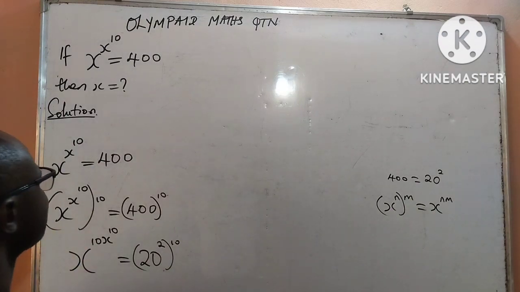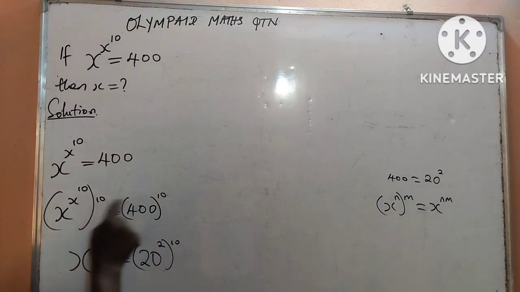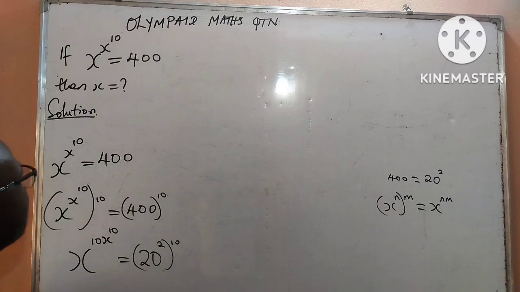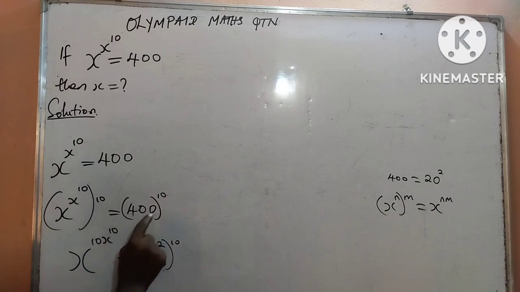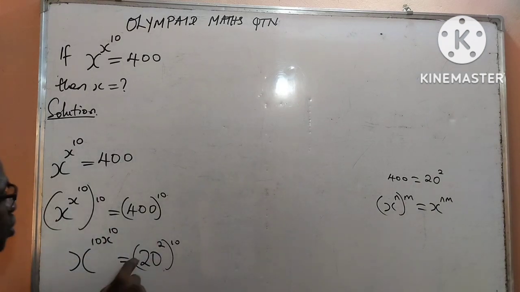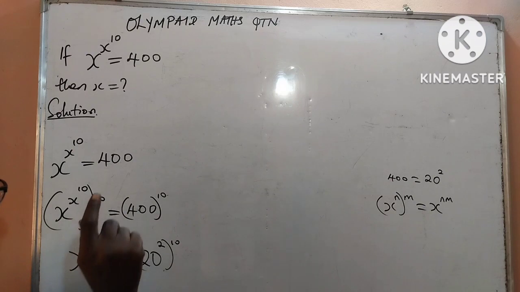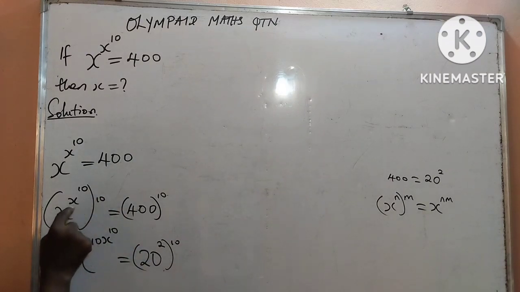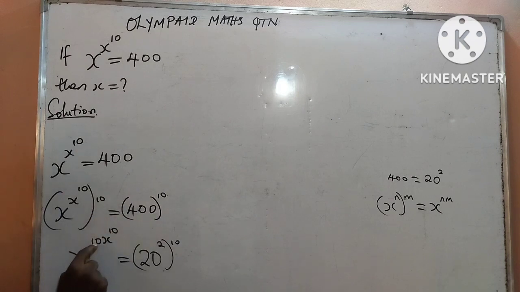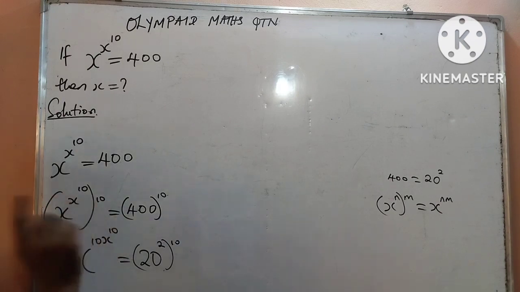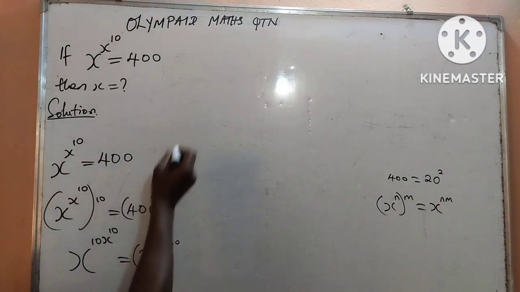What I have simply done is that, first and foremost, I multiplied both sides of the exponential values by 10. Next, I put 400 in index form, which is 20 raised to power 2. And on the left hand side, I multiplied x to the power 10 by 10, and it is now giving me 10x raised to power 10. That is where I am now.